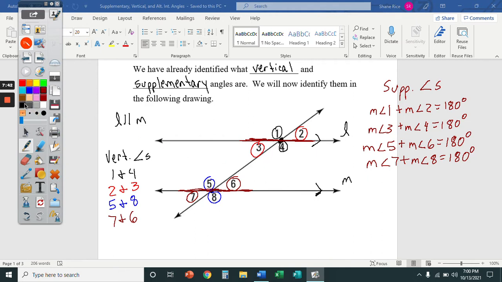Well, let's use red. Okay. There's another straight line right here. And when I look at it, I kind of got to tilt my head a little bit, but I can see that 3 and 1 are supplementary angles. So the measure of angle 1 plus the measure of angle 3 equals 180 degrees. And then below that red line is 2 and 4. They're beside each other, so the measure of angle 2 plus the measure of angle 4 is going to equal 180 degrees.